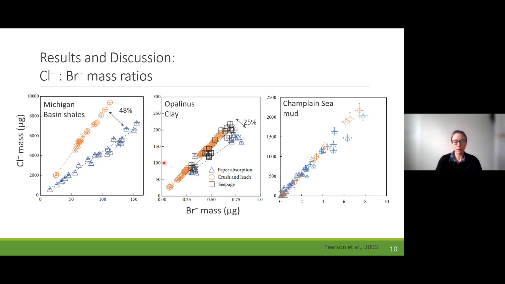However, this is not what we see here. So the paper absorption method, depicted in blue, presents a lower chloride-bromide ratio than that of the Michigan Basin shales. So we see a discrepancy between the two methods. In the opalinaceous clay, there is a smaller discrepancy, and in the Champlain Sea muds, there is no difference. So why do we see this discrepancy?